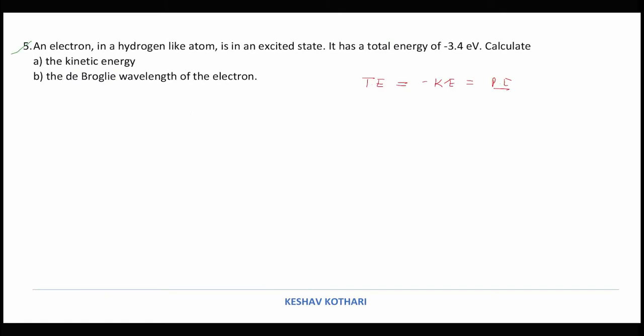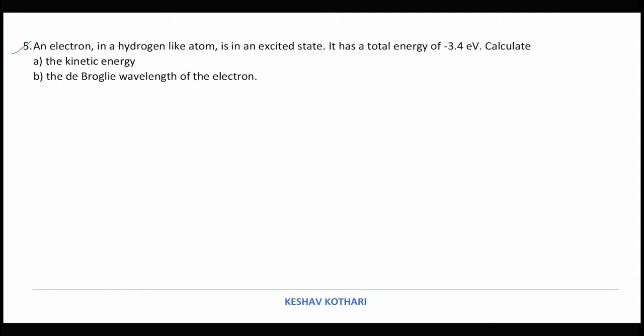Let us deal with question number 5. An electron in a hydrogen-like atom is in an excited state. It has a total energy of minus 3.4 electron volt. Calculate the kinetic energy and the de Broglie wavelength of the electron.